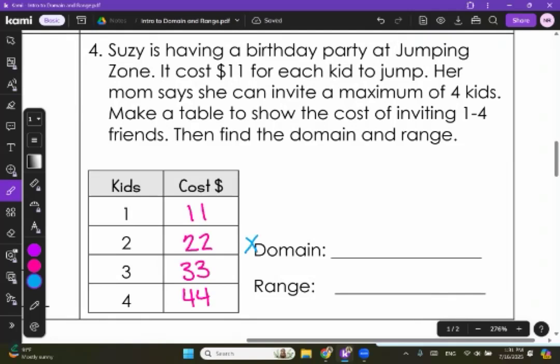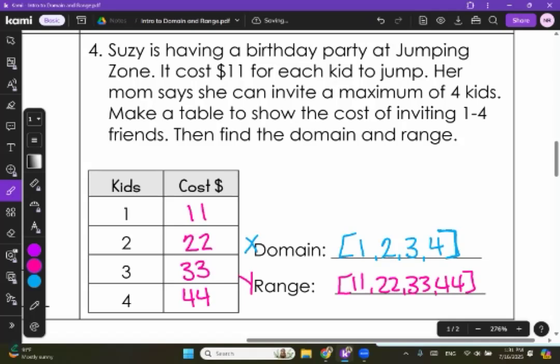So domain, how many kids can she invite? She can invite 1, 2, 3, or 4 kids. The range, what is the cost going to be? It can be 11, it can be 22, it can be 33, or it can be 44.